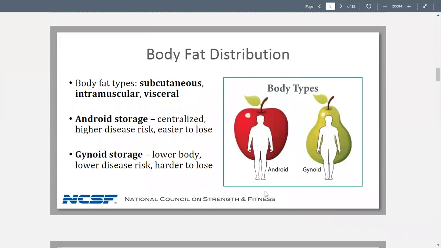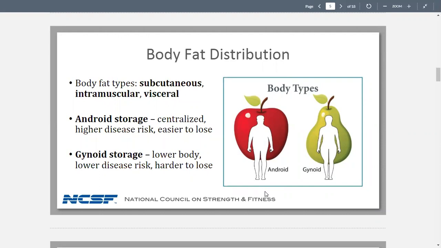Body fat distribution. There is subcutaneous body fat, intramuscular body fat, and visceral body fat. Subcutaneous body fat is right underneath the skin. Intramuscular is within the muscle, and visceral is in the stomach area.